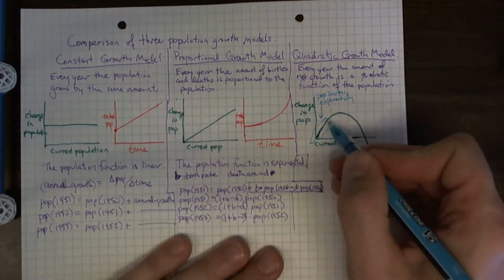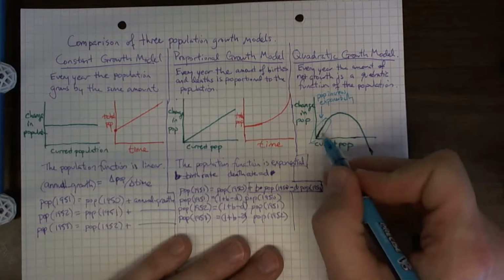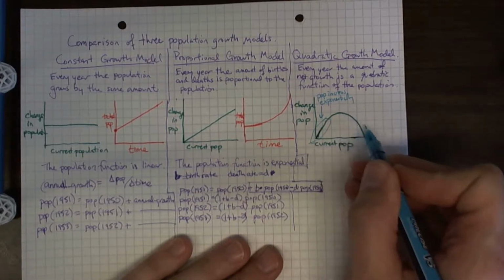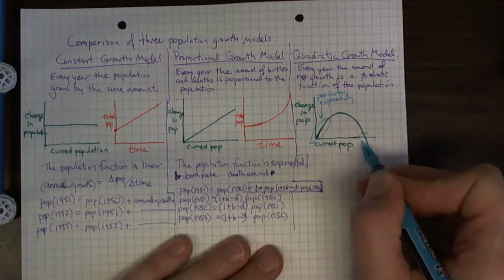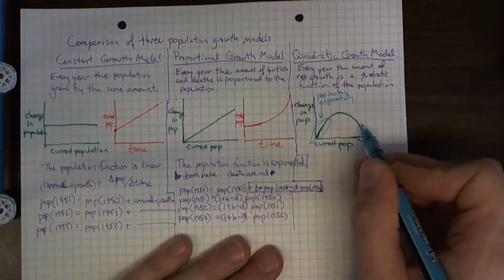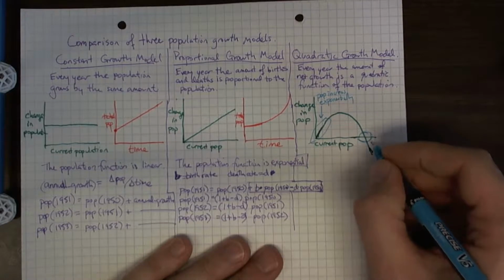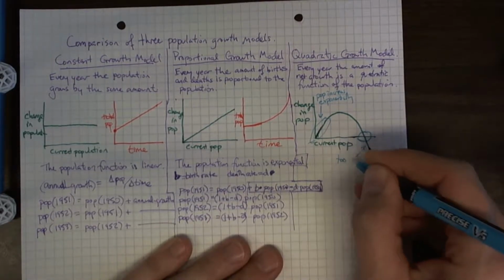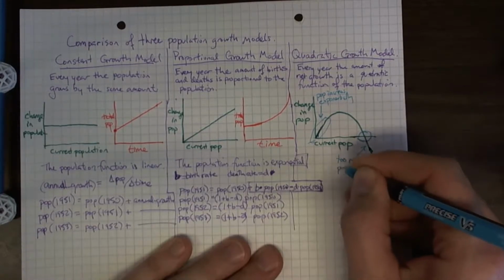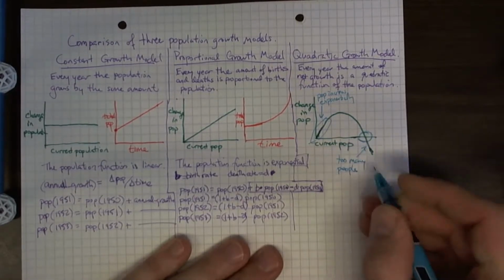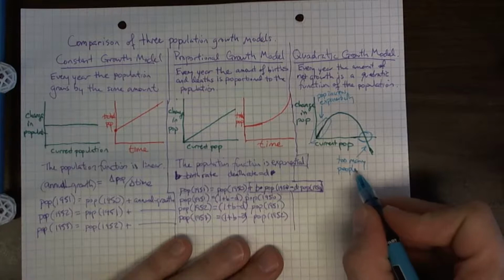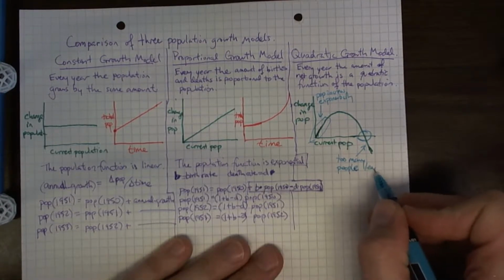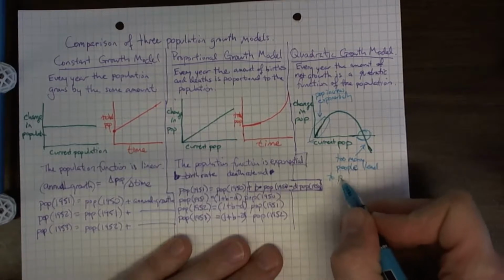The resources aren't a limiting factor, but as the population grows and grows, this change in population is going to start to slow down, and at some point here, there's going to be too big of a population. If you were to be too high, this is too many people, or too many animals in this population would lead to population reduction.